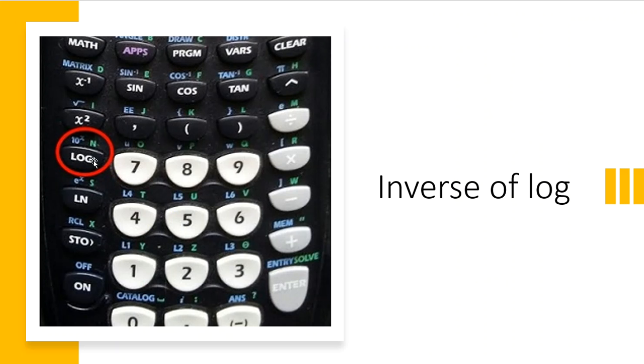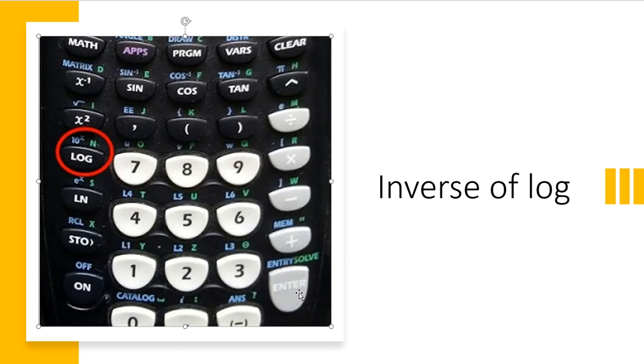All right, so there's the log button if you've got a TI 83, 84, or any of the above. Right there it is. So I'm going to key in negative, which is down here at the very bottom. There's my negative. Log of 0.0034. And then I hit enter.